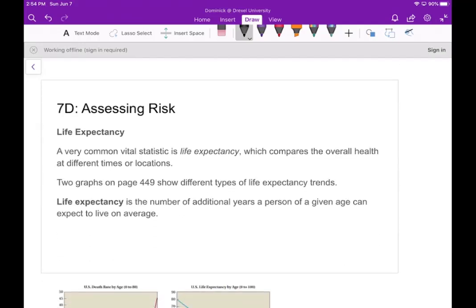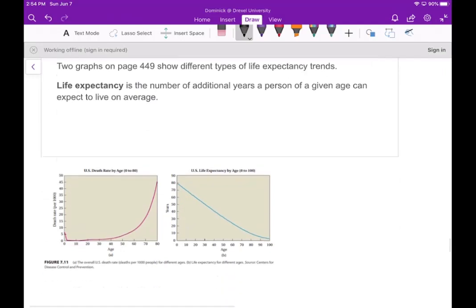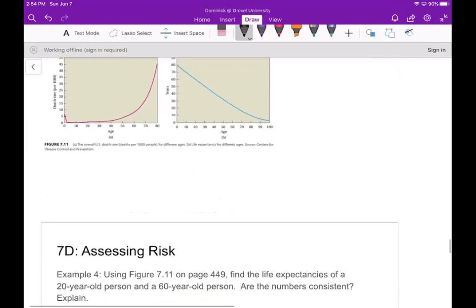Okay, now a very common vital statistic is the life expectancy, which compares the overall health at different times or locations. Now there's two graphs in the book that show different types of life expectancy trends. So the life expectancy is the number of additional years a person of a given age can expect to live on average. All right, so that's what we mean when we say the life expectancy. So here's two graphs that sort of showcase some of that idea, and we're going to do an example with that.